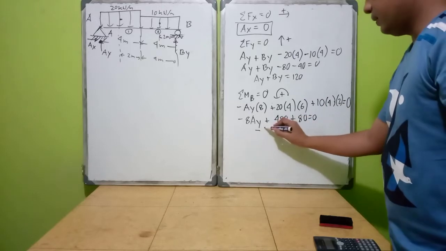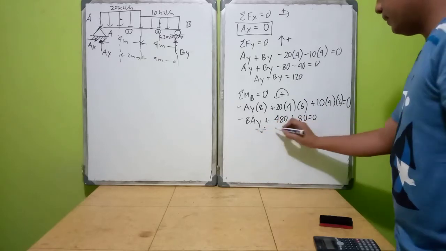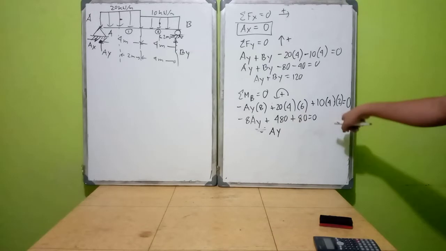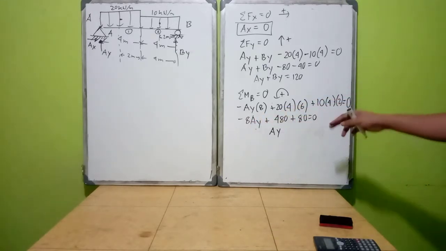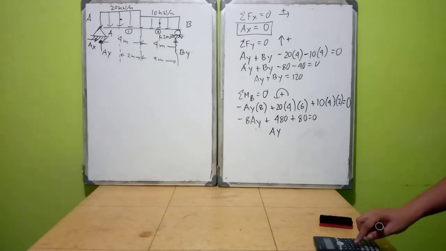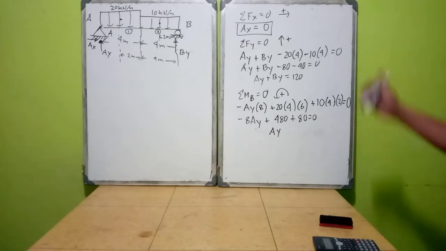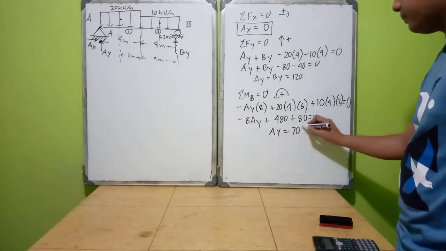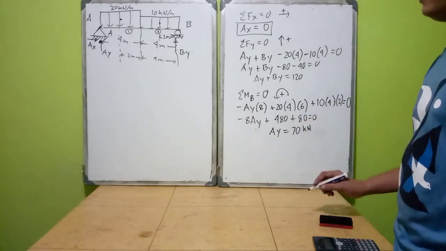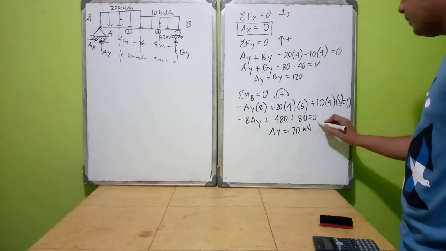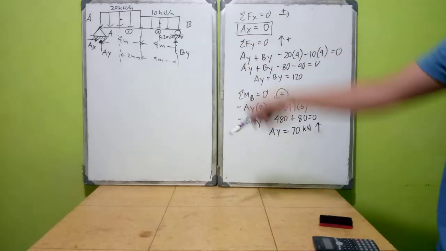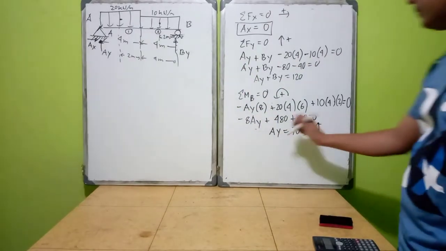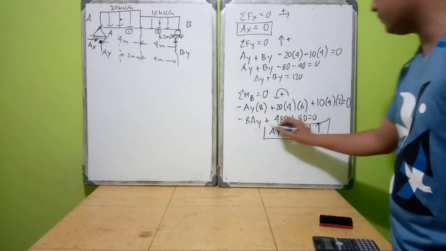So 8Ay is equal to, okay, transfer this to the left, it will become negative 480 minus 80 equals negative 560. Divide by negative 8, Ay is 70 kilonewton. Since this is positive, our initial assumption that Ay is going upward is correct. So this is Ay, 70 kilonewton upward.